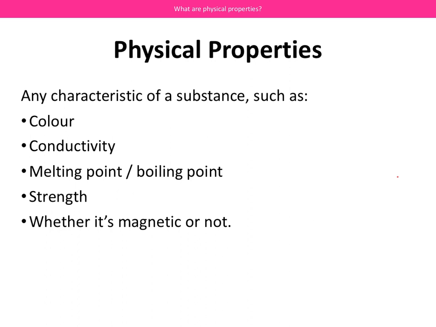So let's consider some of the consequences of a chemical reaction, and something for us to think about are the physical properties of the substances. So physical properties are particular characteristics, so we could be talking about their colour, whether they conduct or not, or to what extent they conduct. We could be talking about their melting or boiling point, how strong they are, their strength, and whether they're magnetic or not. And they're just some of the characteristics we could be talking about.